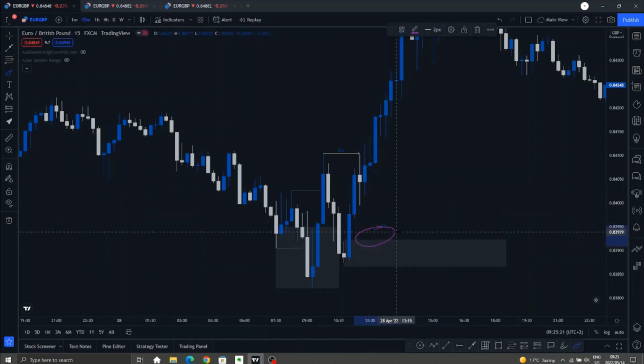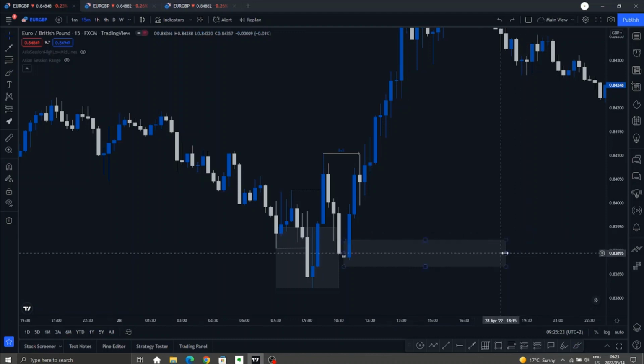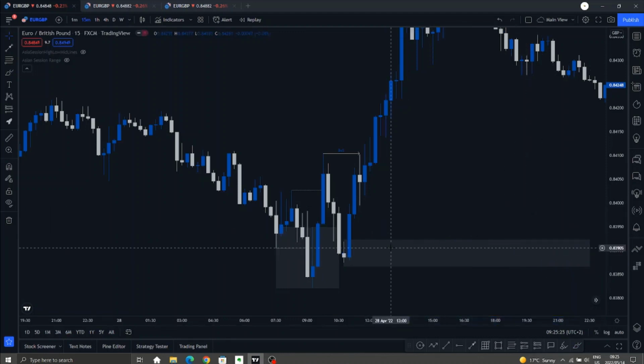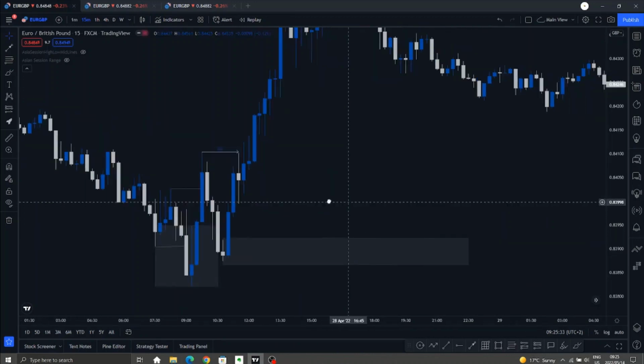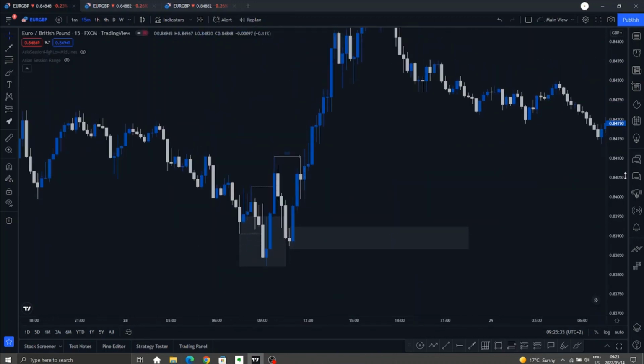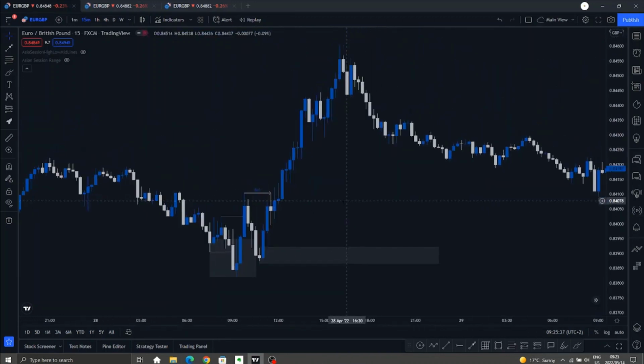So all this is now a demand zone that has not been mitigated. We have imbalance that has not been filled. So what happens in this instance is you missed out on the trade. Okay, price action will continue on its merry way. You can see that you have a really nice bullish reaction off of this bullish change of character.